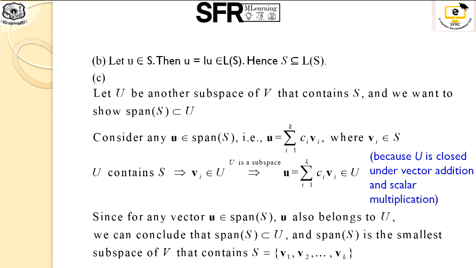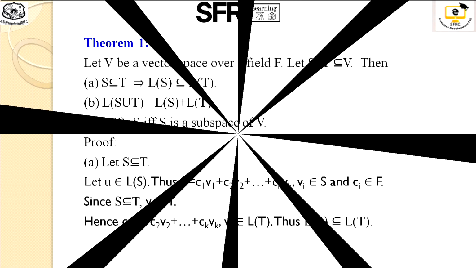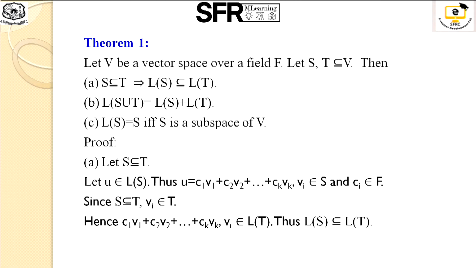Next theorem: let V be a vector space over a field F, let S, T be contained in V, then first one, S is contained in T, which implies L of S, that is span of S, is contained in span of T. Second one is span of S union T equal to span of S plus span of T. Third one is span of S is equal to S if and only if S is a subspace of V.